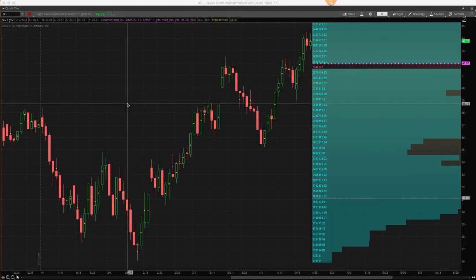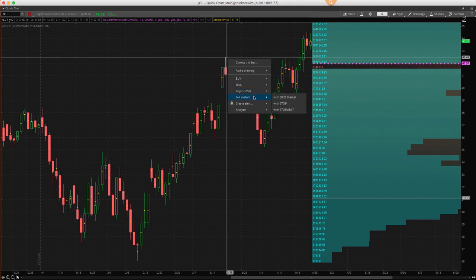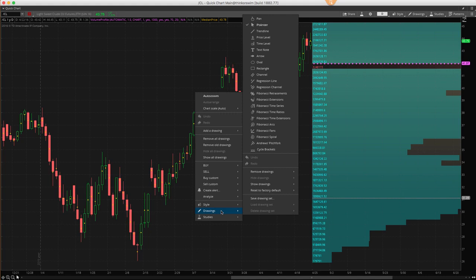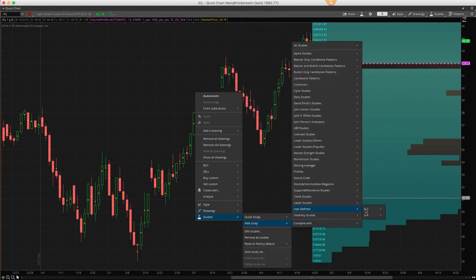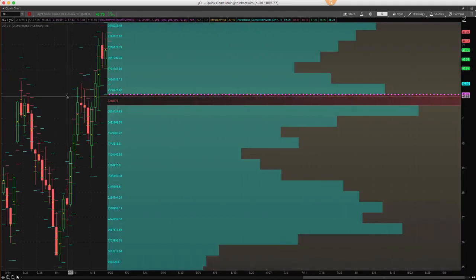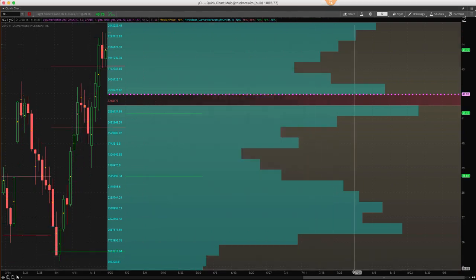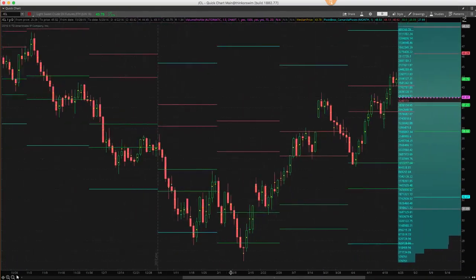All right, so this is crude oil right now, and what I'm going to do is add, let's add study. Okay, user defined study. And let's start with the Camarilla pivots here. These pop up the daily right there. I'm going to do, let's bring up the monthly. All right, so this is the Camarilla pivots, and these are the monthly pivots, okay?